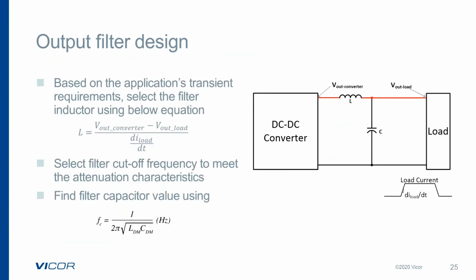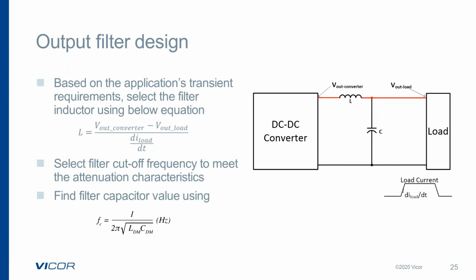Now, if we look at the output side, output filtering is typically used to reduce output ripple provided by the DC to DC converter. Because this is a switching device, you will see output ripple at the output of the DC to DC converter. And one way to reduce that output ripple is to add an LC filter.